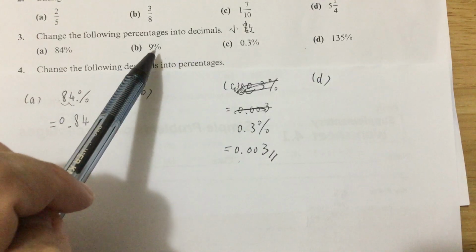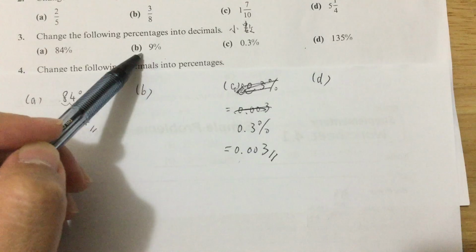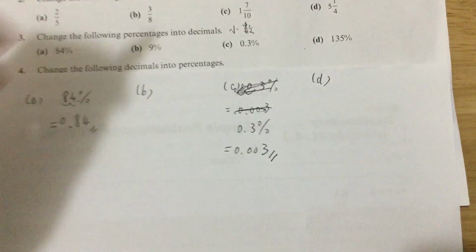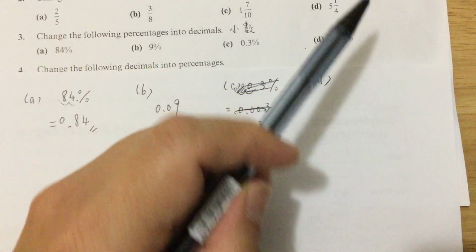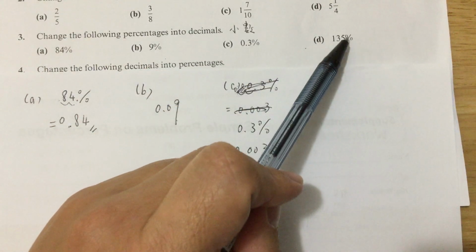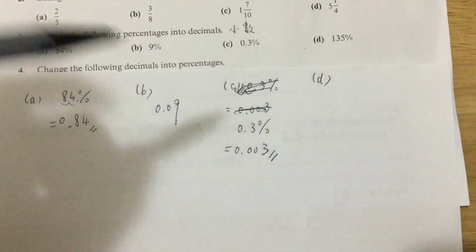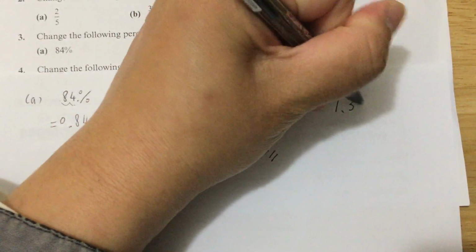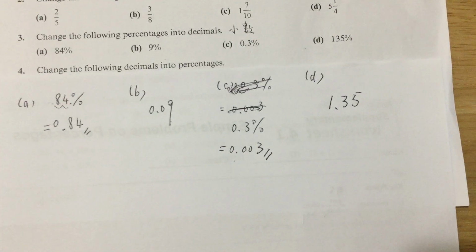Now this time the point is here, so I will go to the front 2 times. That means 1, 2. So there must be 2 zeros that we must add on it. So this is 0.09. Okay, for 135%, you move one time, 1, 2. The point is between 1 and 3. So the answer is 1.35. So we finish the answers for question 3.